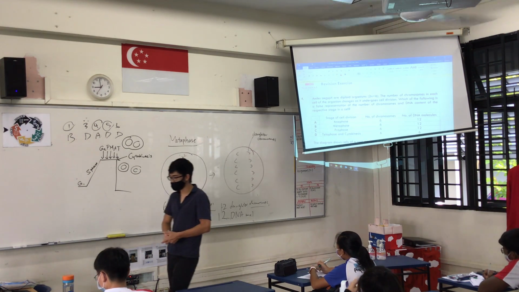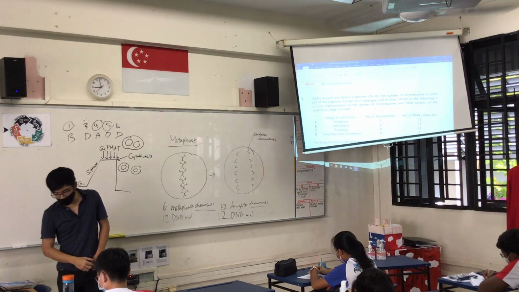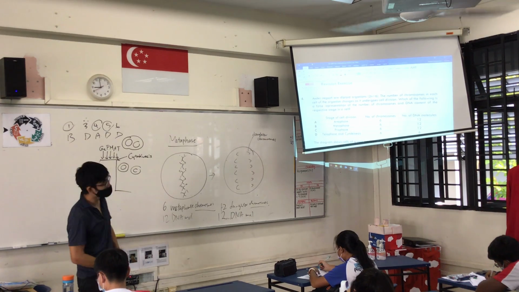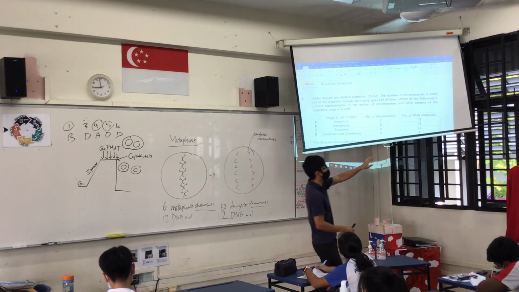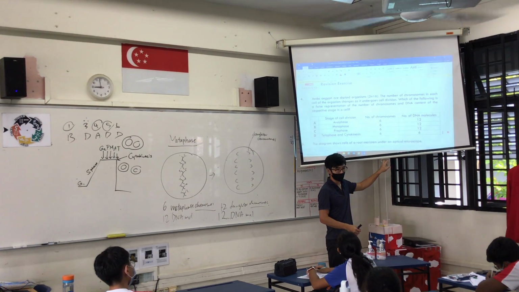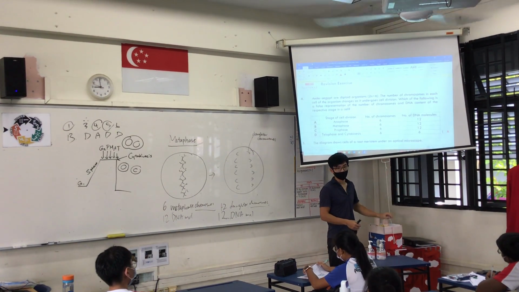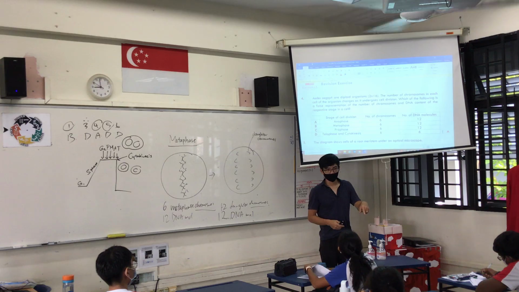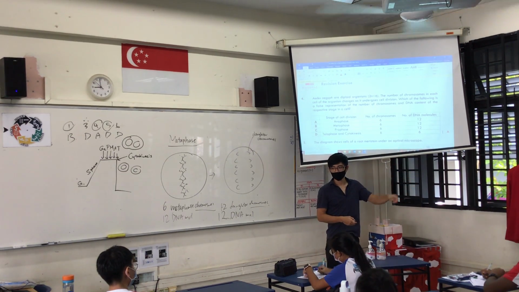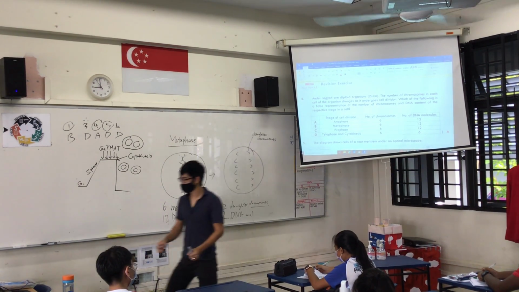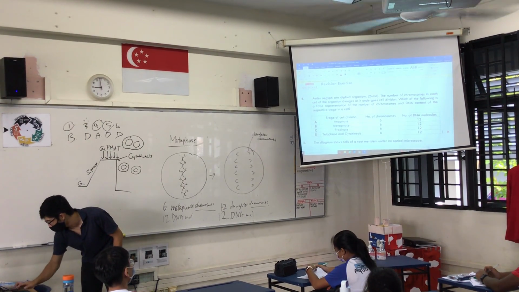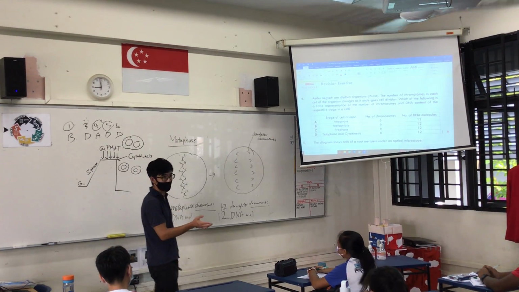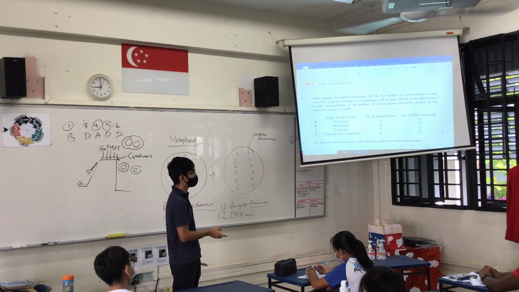For this particular question, option D in your worksheet says 12 for telophase, right? So if you had chosen 12 for telophase, that is actually not correct. It shouldn't be 12 at telophase.